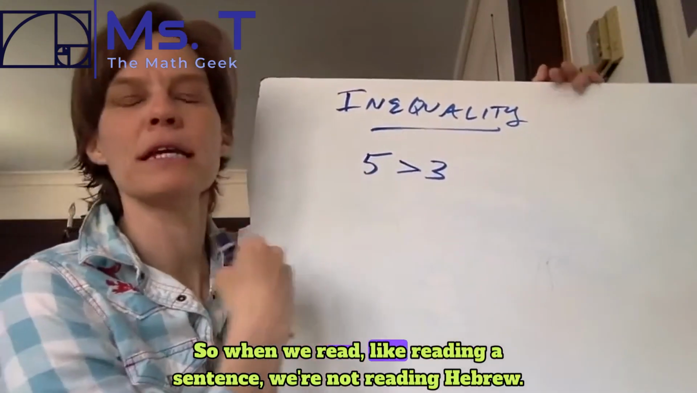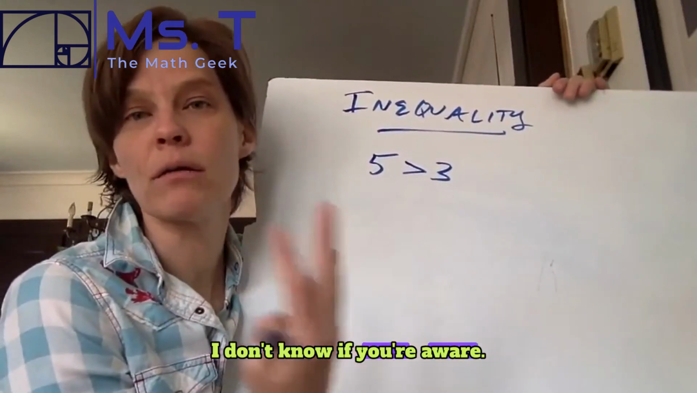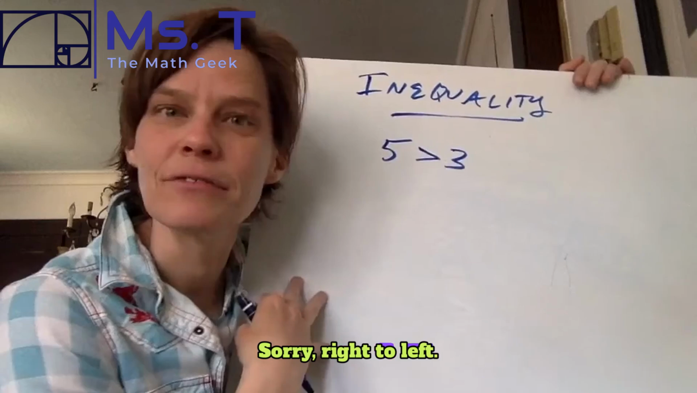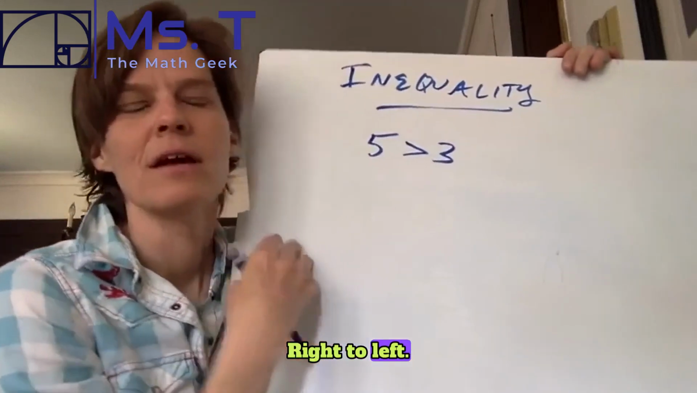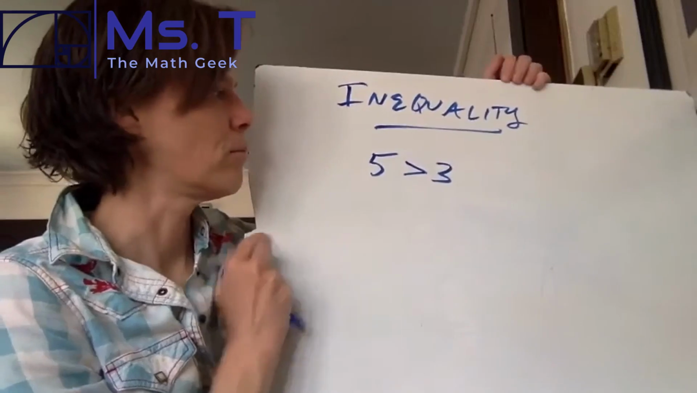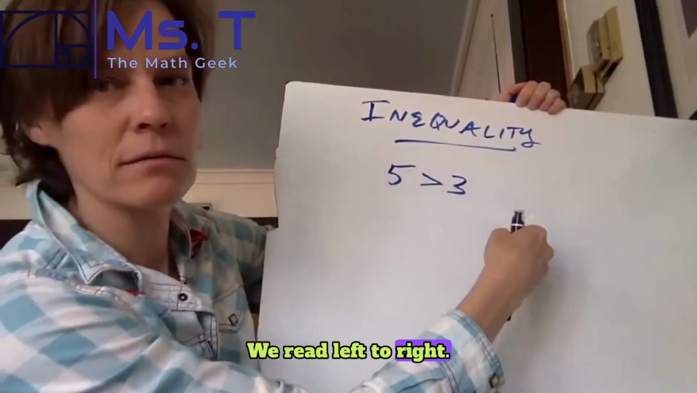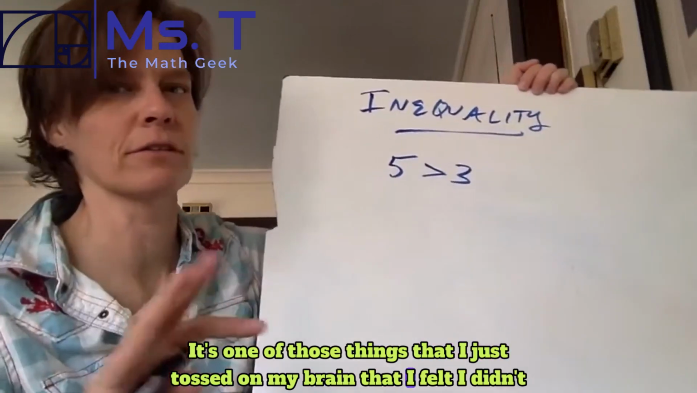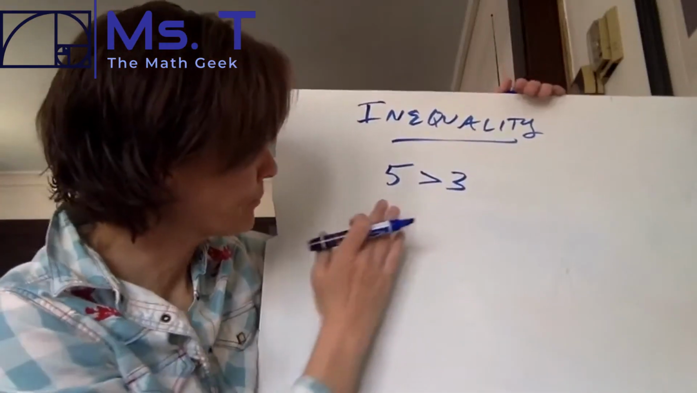So when we read, like reading a sentence, we're not reading Hebrew. I don't know if you're aware. Hebrew, you read right to left. And people think that maybe Moses was left-handed because he was writing out the other way. We read left to right. I'm really bad with my rights and lefts. It's one of those things that I just tossed out of my brain that I felt I didn't need to know.